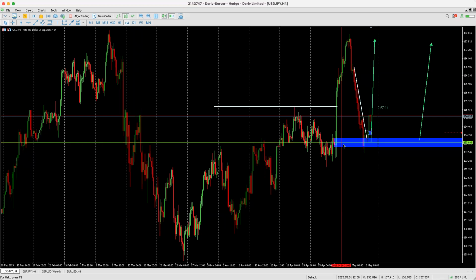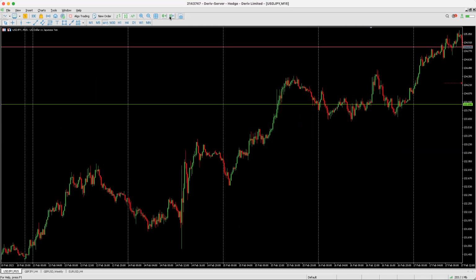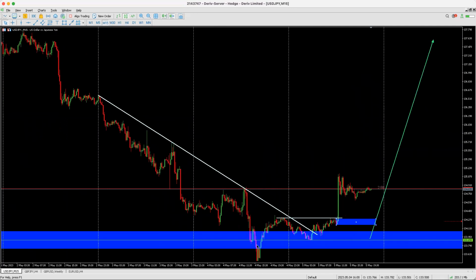So now boom, price hit our OB there. We go to M15 to see what's going on. You see, it hit the OB, exceeded a little bit, and then boom, buyers started to take over. And then boom, this is confirmation that buyers took over. But look at when this entry happened. This happened on Wednesday, on Friday.